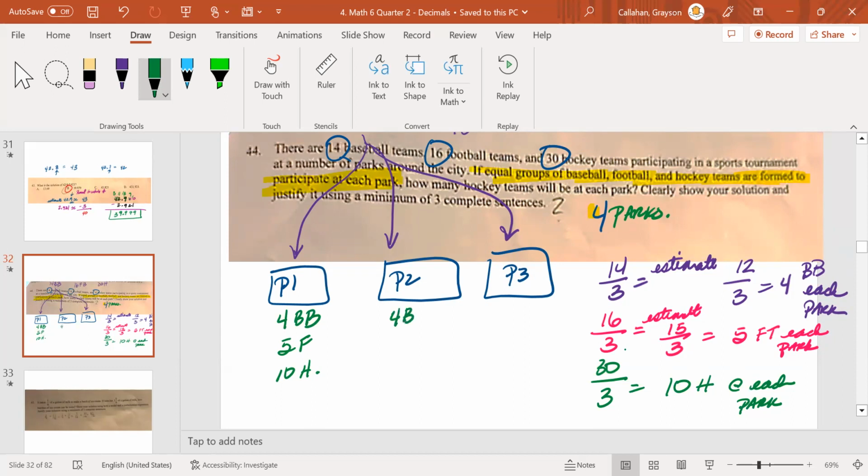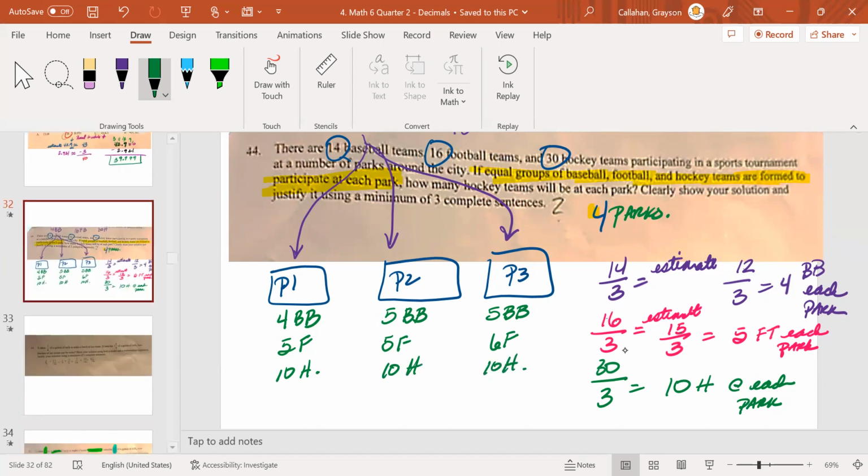So this will have 4 baseball, but the last one, or I'm sorry, look over here. 12 is 2 less, right? So this will have 5 baseball. Do you see that? But 4 plus 5 plus 5 gives me 14, right? It's close, but it's not exact, right? For 5 football, 16 minus 15 is 1. So there's 1 left over. So this will have 5 football, but this will have 6 football. Okay? 5 plus 5 plus 6 is 16, right? 30 divided by 3 is 10. That's perfect. So 10 hockey teams at each one. There's no difference.